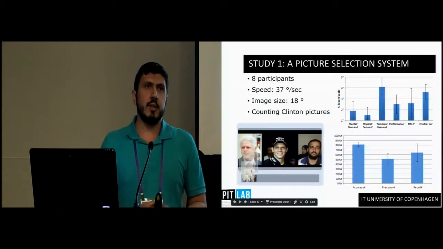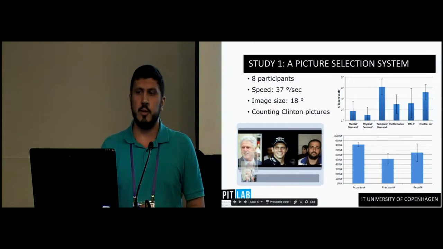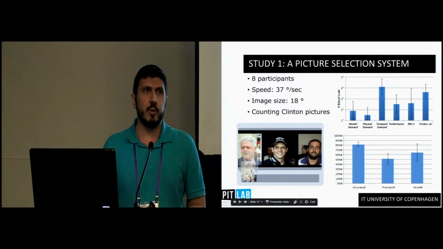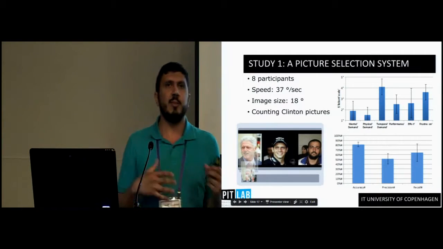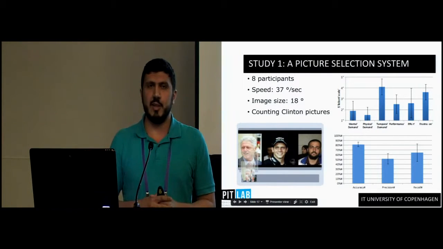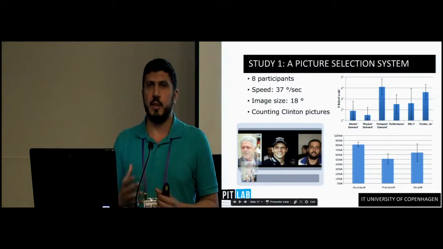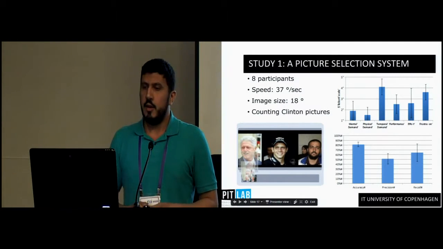So in addition to the experiment, the authors built and evaluated two sample applications. The first one was a simple picture selection application. They used the winning parameters from the previous study, so they used the speed and the image size that were shown to be best from the previous study.